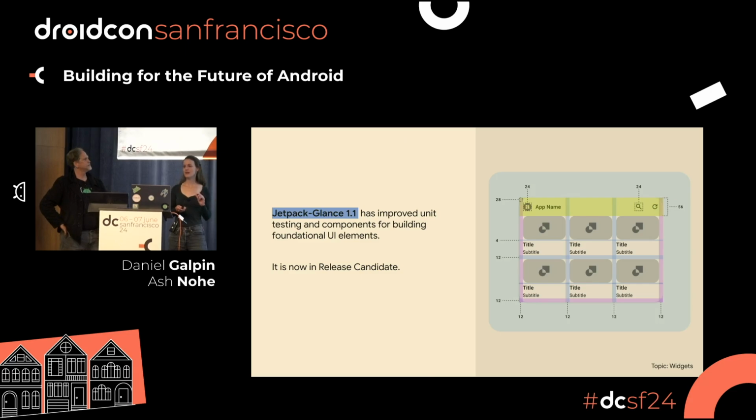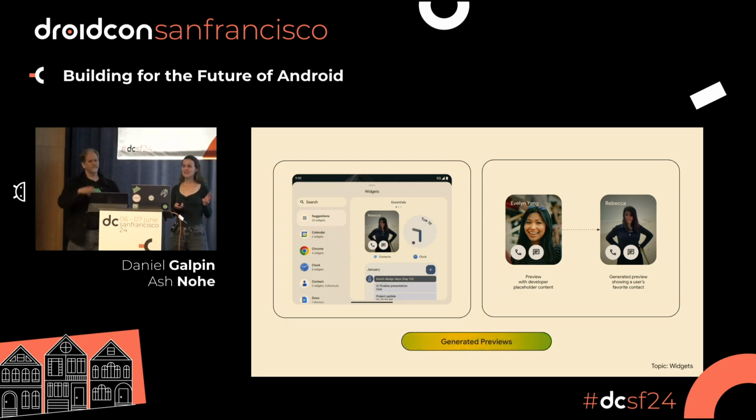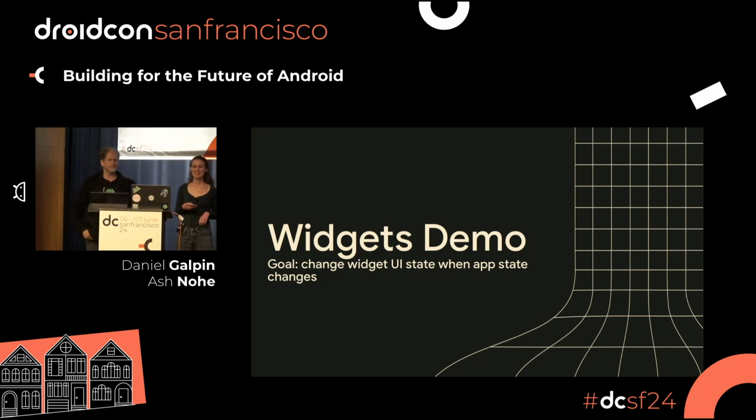Second, use Jetpack Glance to develop widgets. 1.1 will be stable soon. Third, use generated previews to create dynamic instead of static widget previews. So if I were looking to add a contact widget to my home screen, the preview would show Rebecca, who I do know, instead of Evelyn, who I do not know. And fourth, create dynamic widgets. So let's see how the Socialite widget updates when the app state changes.